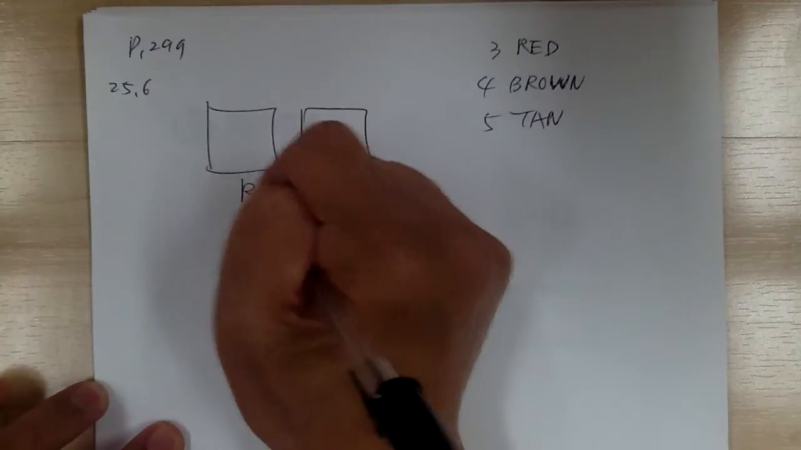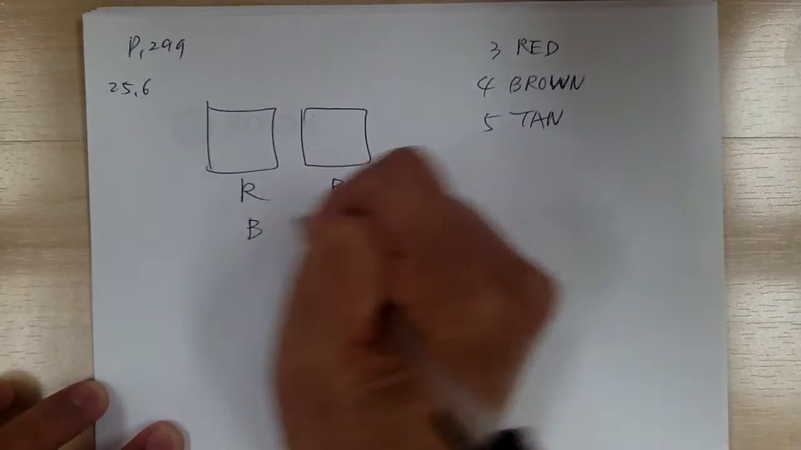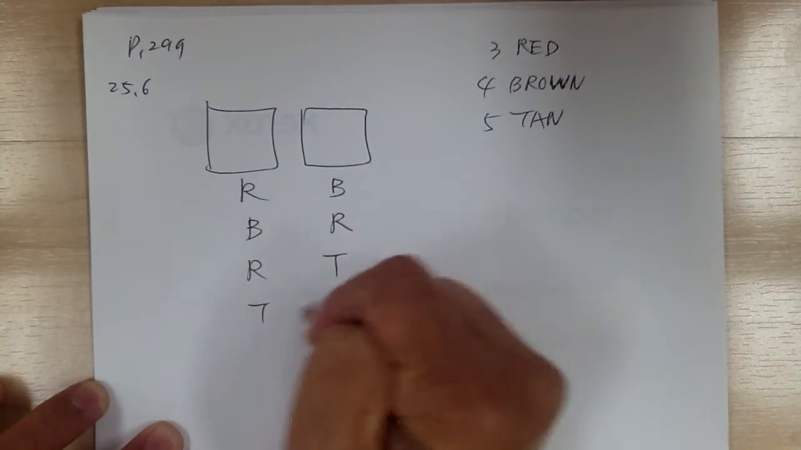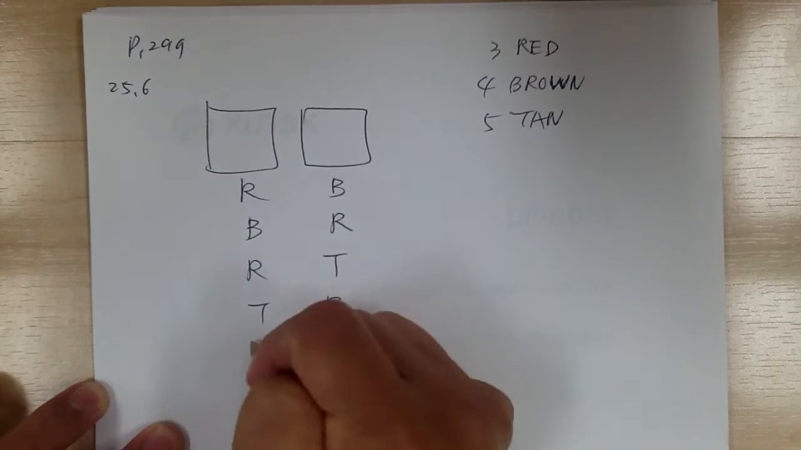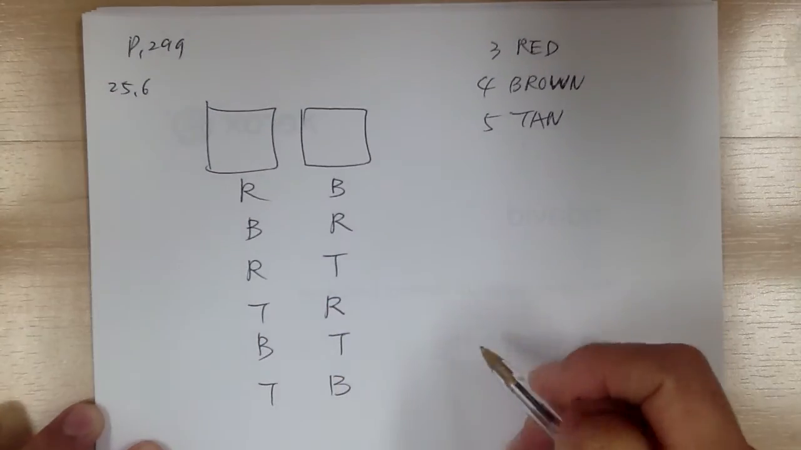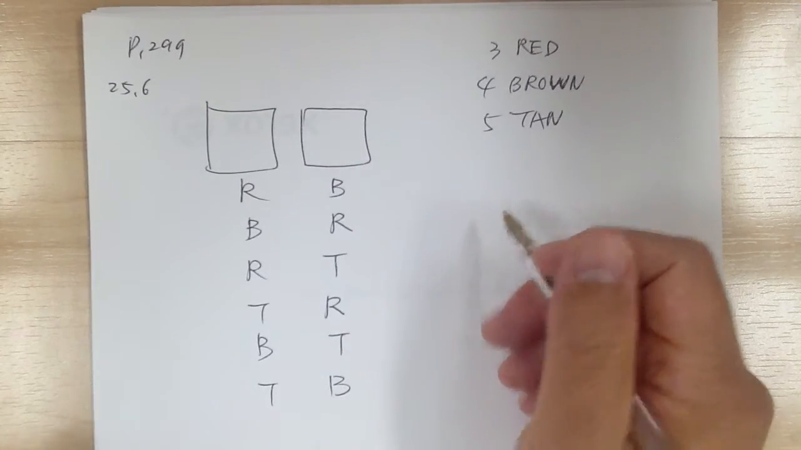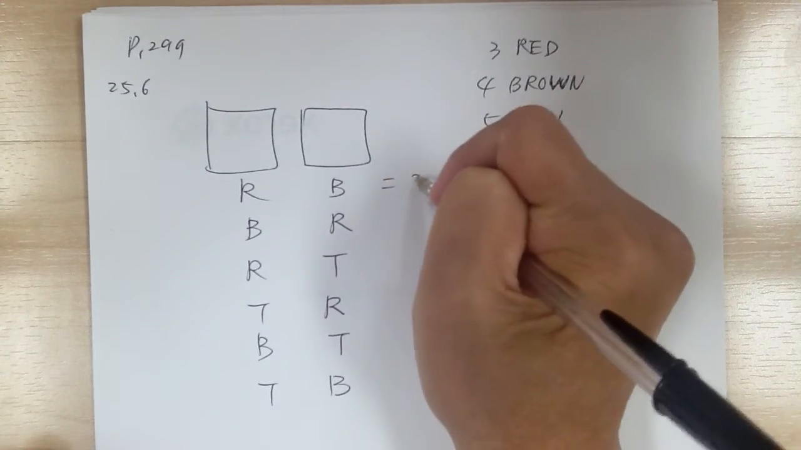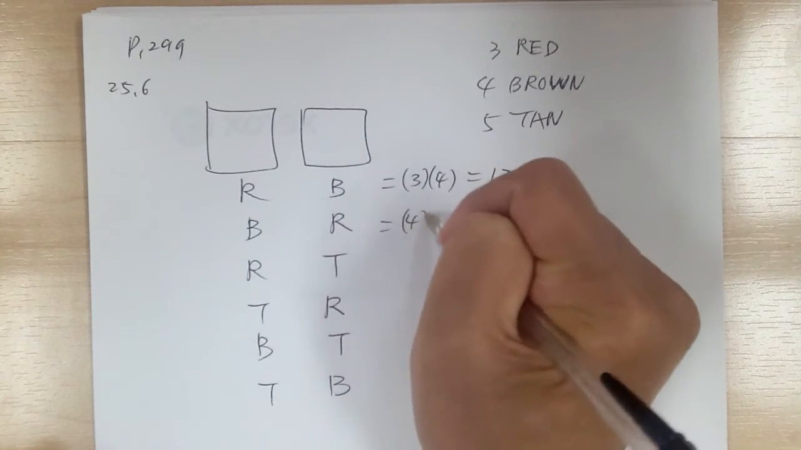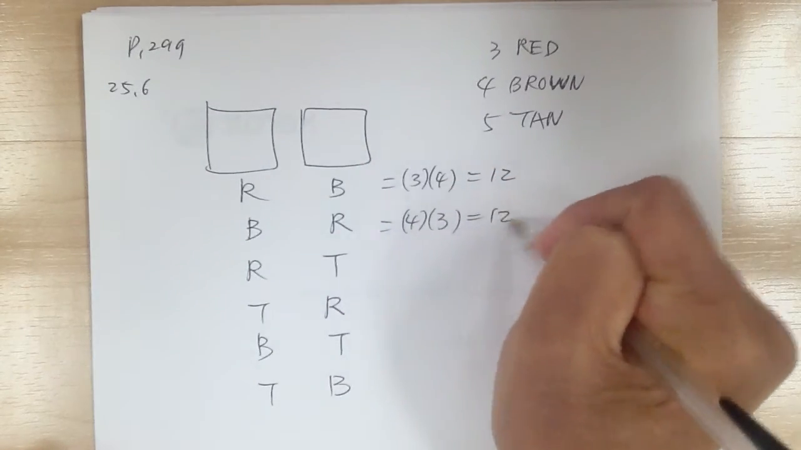You can have the red, brown, or the brown, red. You can have the red, tan, or the tan, red. Then you can have the brown, tan, and the tan, brown. Those are all the combinations. Then you figure out each one. This equals 3 times 4, which gives you 12. And this is 4 times 3, which gives you 12.